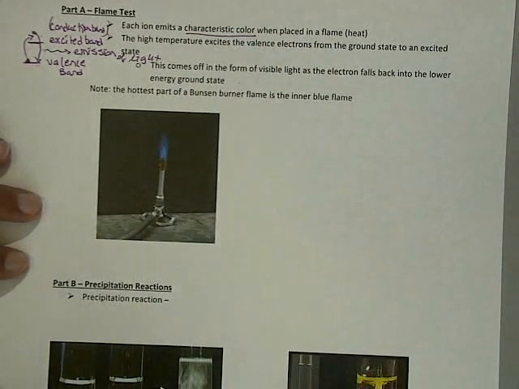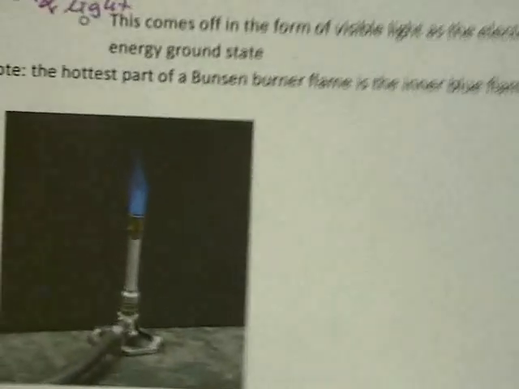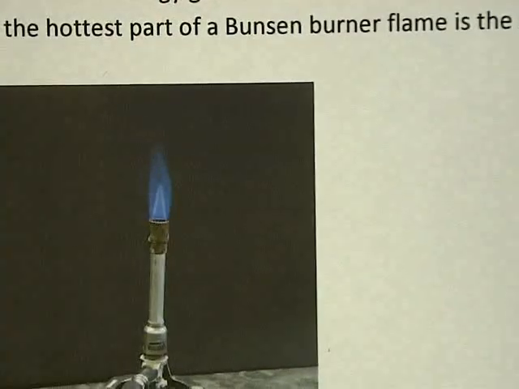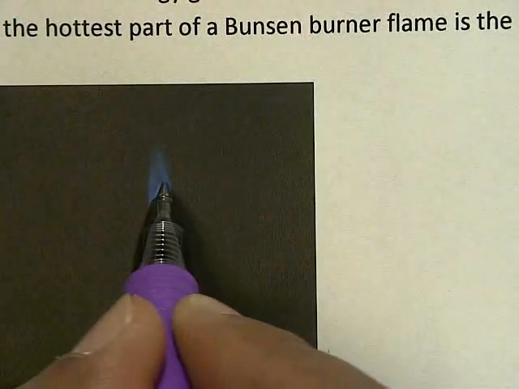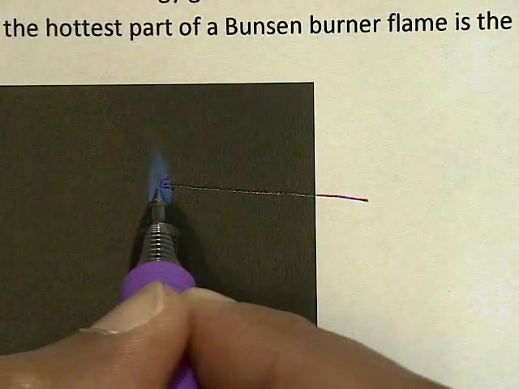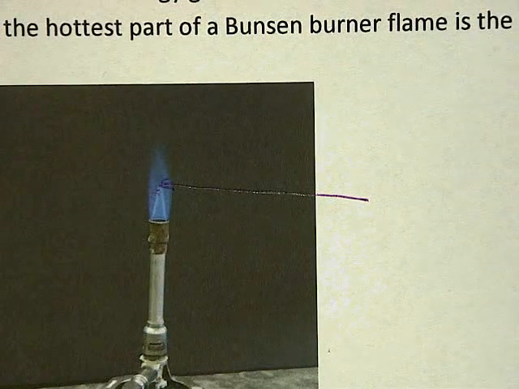Now, it's really important to make sure that you place your compounds correctly. So you're going to be using wires. You're going to dip them into your solutions, and then take that wire, and you want to make sure that you put it in the hottest part of the Bunsen burner flame. So if we take a close look at this flame, notice how there are really 3 colors here. The hottest tip of the Bunsen burner flame is that tip right there. So that's actually where you want to put your wire.